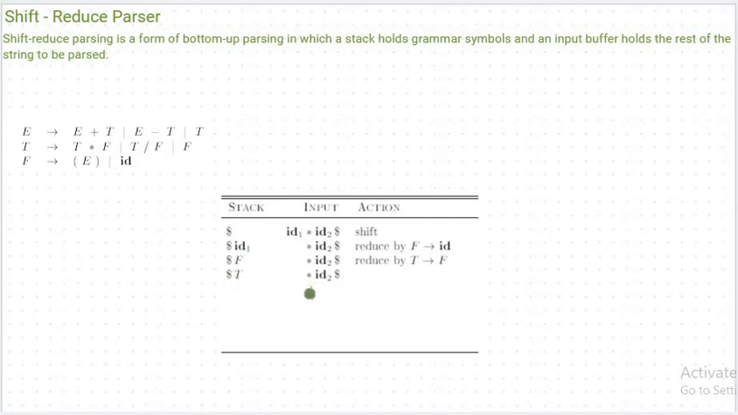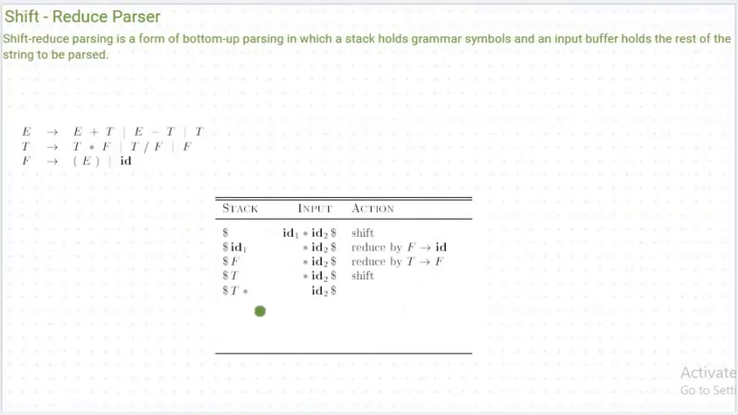Still your current pointer is pointing to star. Now instead of reducing it further, you can just perform the shift operation. You have a star here, so you can just shift it to the stack. Yes, I have shifted it to the stack. Now the current pointer is pointing to ID2, right? Now you can try the reduction operation, but you don't have any production matching this, so again you can go for shift.